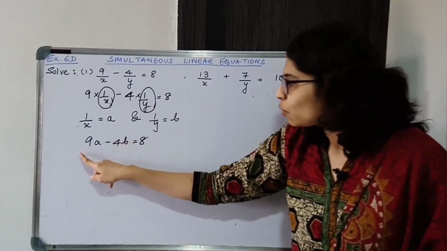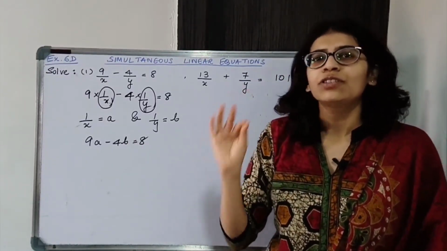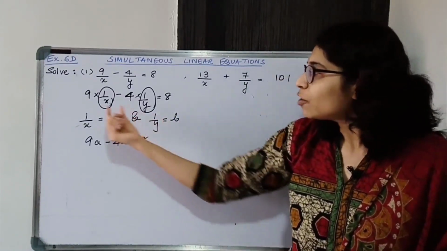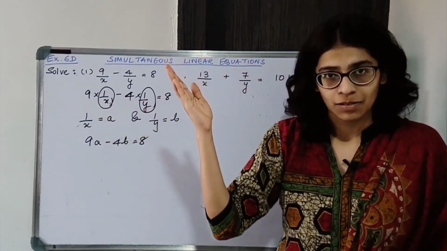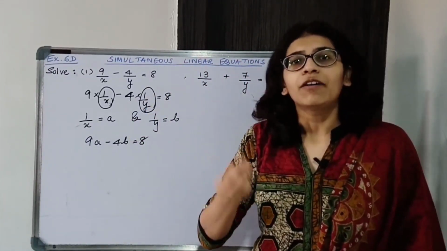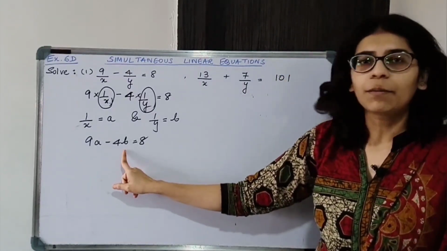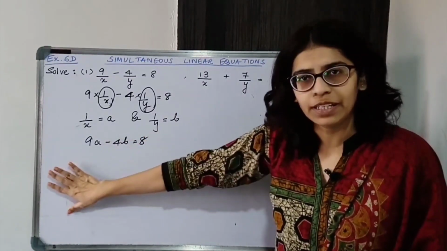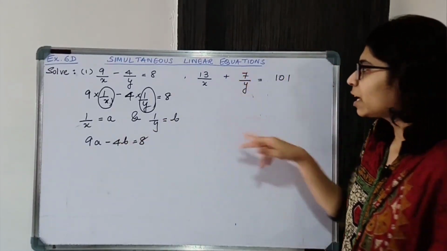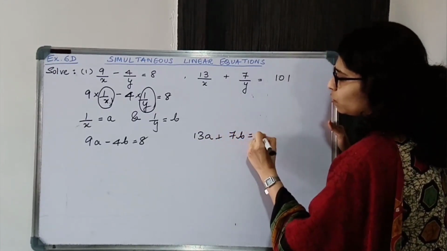So now we have a proper linear equation. In a linear equation, the variables should not be in the denominator. Why? Because the power of the variable will be minus 1. So for linear equations, the power of the variable should be 1. Here the power of the variable will become 1. So this is a proper linear equation. We'll solve the pair of linear equations. Here it will become 13a plus 7b equals 101.